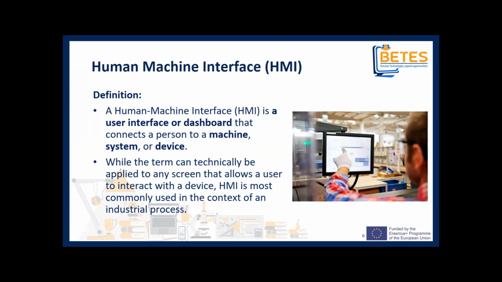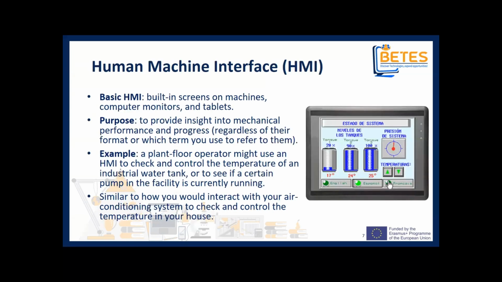The machine can be a simple machine like our cell phone, our mobile phone, our television, or a more complex machine like a system in a facility, a very big facility in the industries. While the term can be applied to any screen that allows the user to interact with the device, it is most commonly used for industrial purposes in industrial facilities. Human-machine interfaces are built into screens on machines, computer monitors, and tablets.